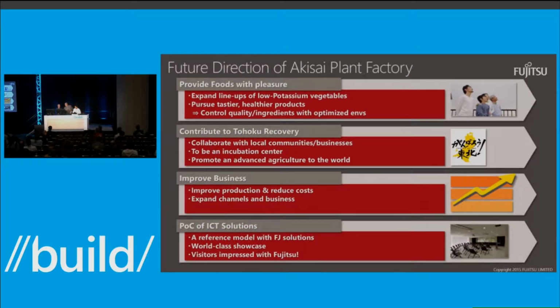So we're not finished there. We're moving forward. I left some of my nice Japanese translation in here. Provide foods with pleasure. That means, I can't write that on the slide. What that basically means is not only expanding the number of different products that are made with low potassium, but also improving the taste. Maybe you will want to buy my relatively expensive lettuce just for the flavor of it in your burger, but that was not the goal. The goal, of course, was quality control and optimizing the environment.